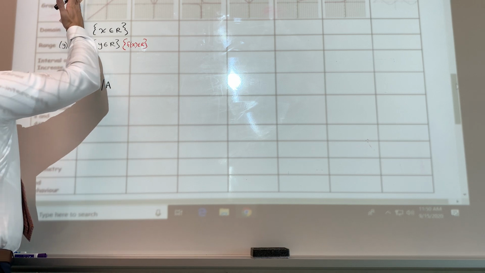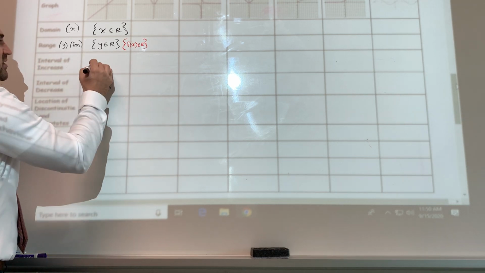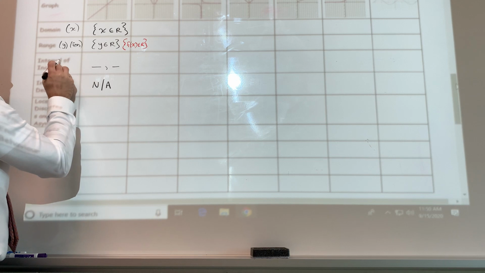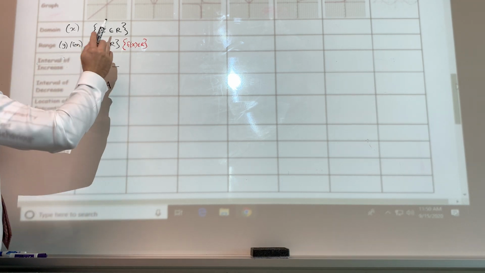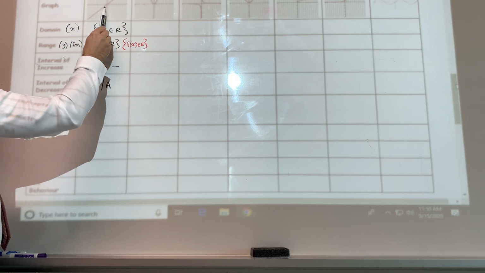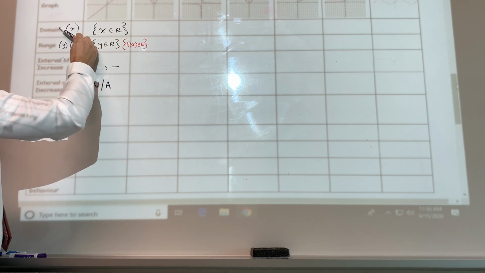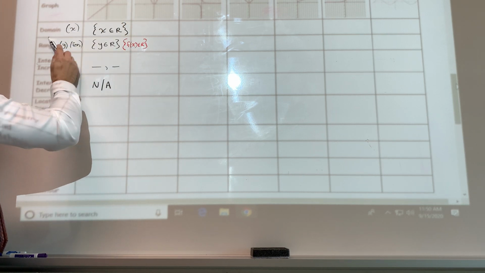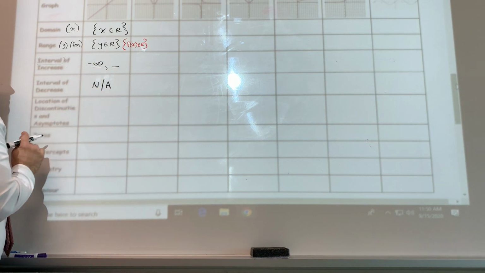Okay, so our graph goes left to right. We want to do intervals of increase, so we want our lowest value and our highest value. We're doing interval notation, so we look at my x's. What's my lowest x? This graph keeps decreasing, but it doesn't stop, so our lowest value is negative infinity.